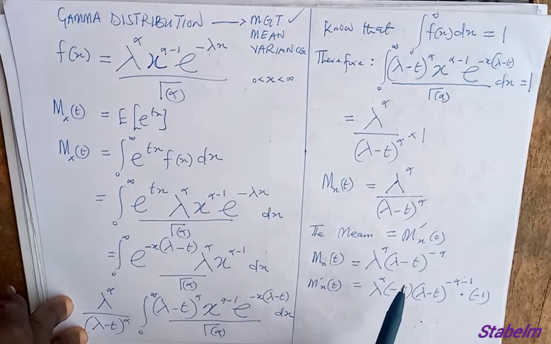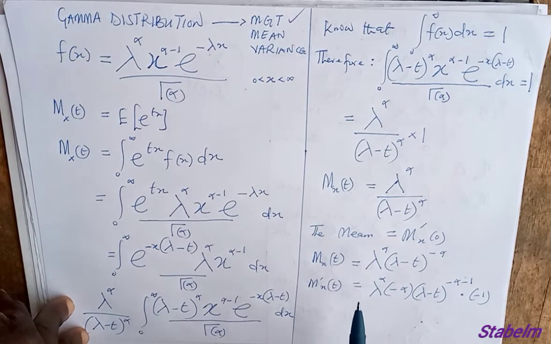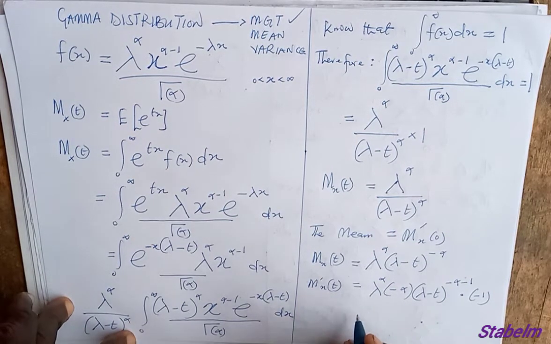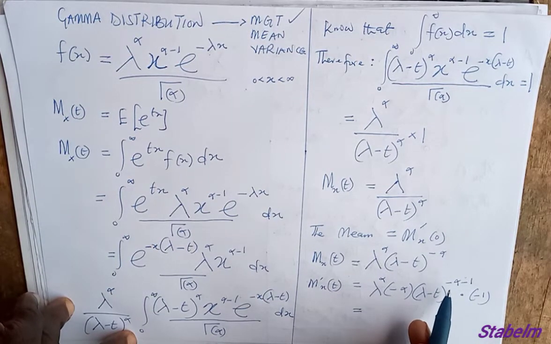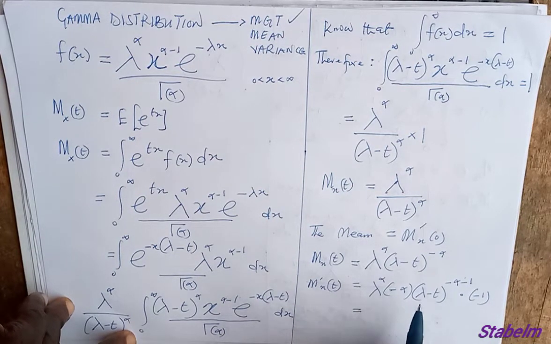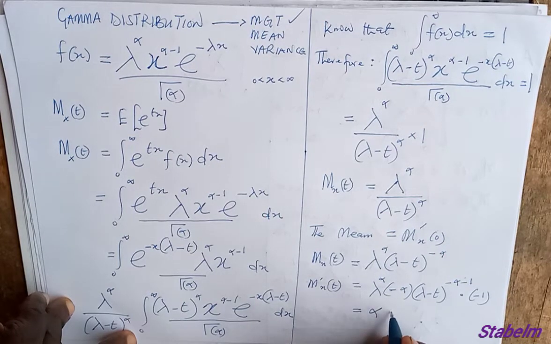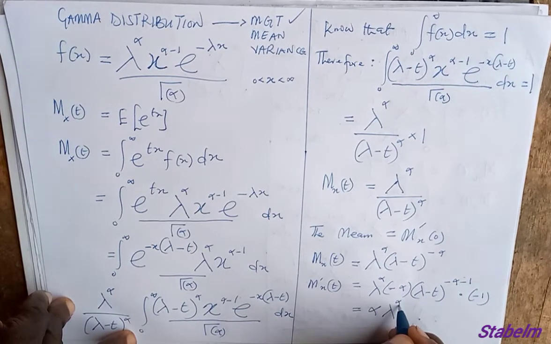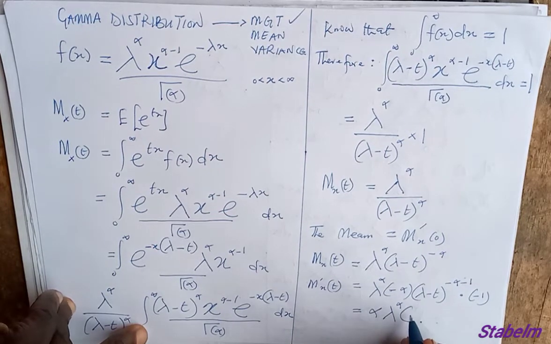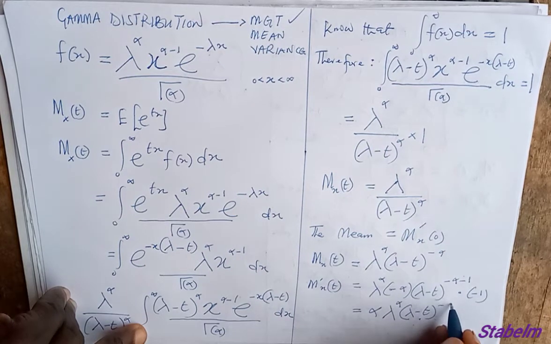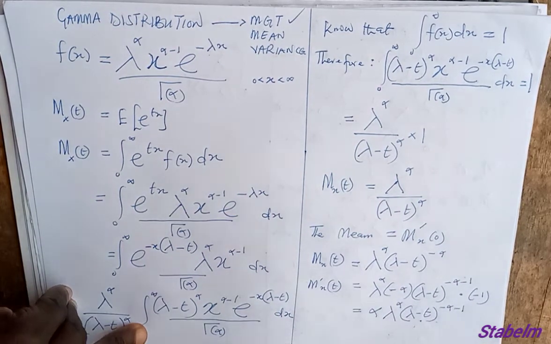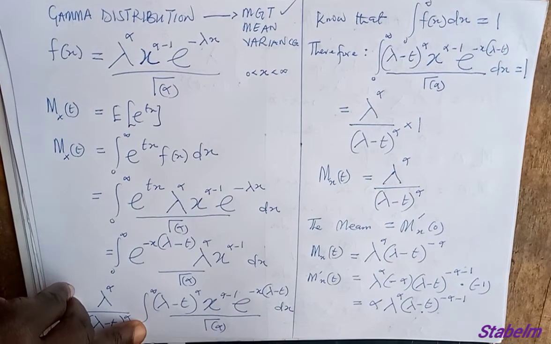This is a function of a function, so we have a product rule. For us to know that, we should know how to differentiate this using function of a function. Multiplying all this together, we should not forget that the minus here neutralizes the other minus. So we are going to have alpha lambda raised to power alpha, then (lambda minus t) raised to power minus alpha minus 1. So we can easily find what we need now.